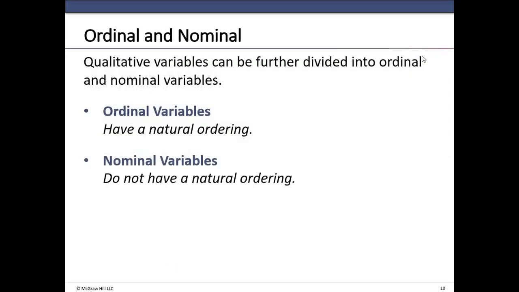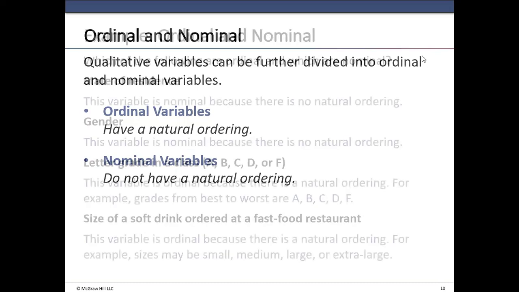Distinguish between ordinal and nominal variables. Ordinal variables have a natural ordering. We are talking about qualitative variables. Remember, categorical variables, category only, no numbers. Out of them, they can be divided into two categories. One is ordinal variables, where there is some kind of natural ordering, and nominal variables do not have a natural ordering. Okay, these are two kinds of qualitative variable.